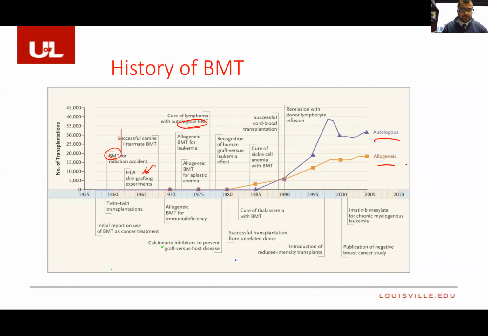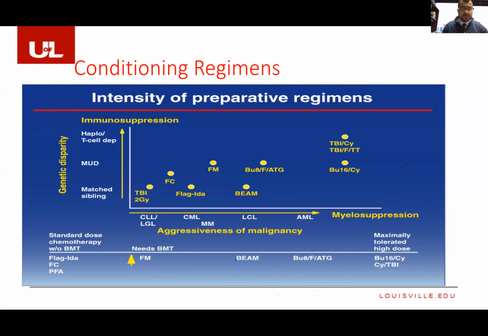Conditioning regimen is a big thing, and honestly, this doesn't do it a favor because our regimens here are FluBu2, and our regimens here are FluBu4. Is that what we use? Unless it's an ALL, we use CyTBI, and these are simple regimens that we stick to. But there are different regimens across the board, from the least aggressive to the most myelosuppressive, as well as the most immune suppressive. So the curve has multiple dimensions to it.